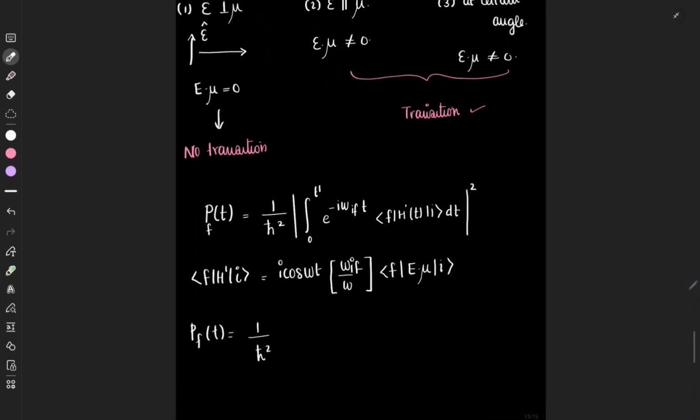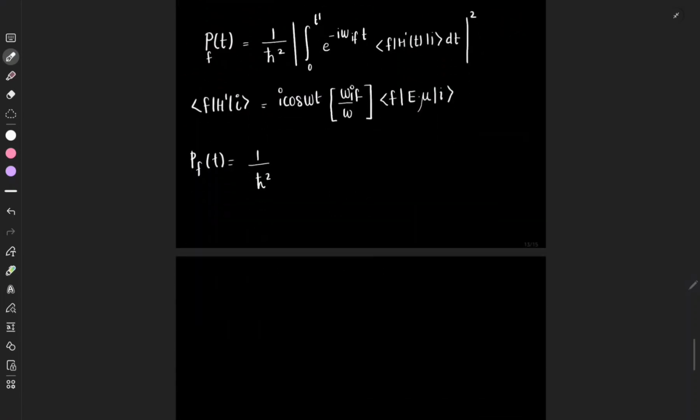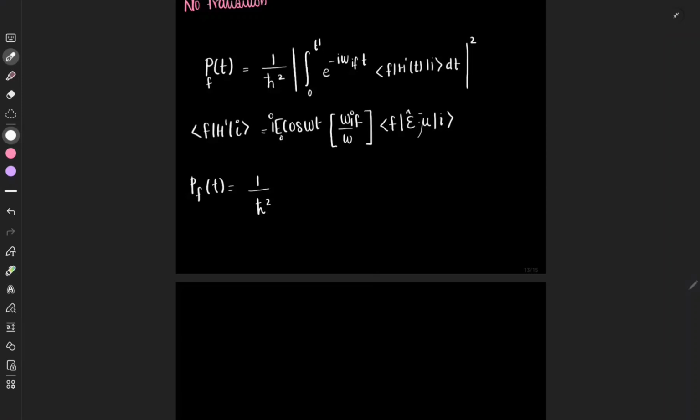Okay, so Pf of t is nothing but 1 by h cross square in modulus, or you can take a few terms outside the modulus. You can take these terms, i and this term, outside and it becomes like this. Okay, fine. So this becomes E naught square, this thing, and omega if divided by omega, the whole square. i square modulus becomes this thing, so that is fine. And then the rest of the terms, write it as it is. You will get like this.